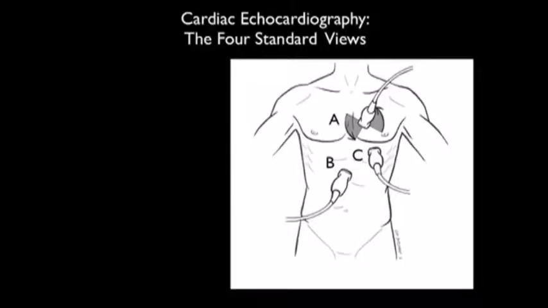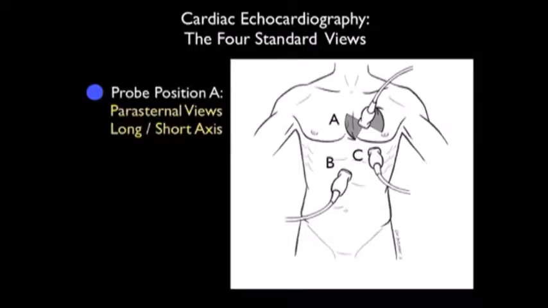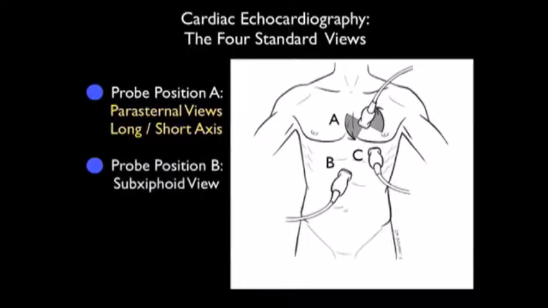Let's begin by reviewing the four standard views of the cardiac echo exam. The first view, as shown in probe position A, is the parasternal views, both long and short axis planes, and this is going to be performed directly on the anterior chest wall.